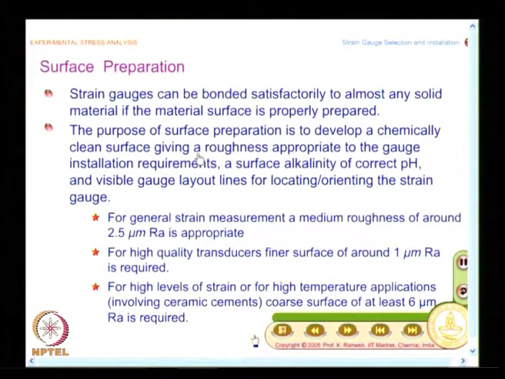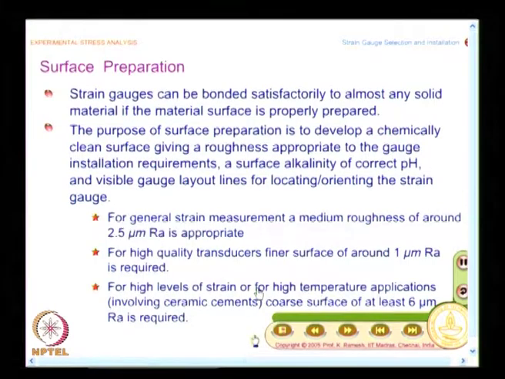And when you look at the kind of roughness, it varies. For general strain measurement, a medium roughness of around 2.5 micrometer is appropriate. On the other hand, if I go for high quality transducers, you need a fine surface of around 1 micrometer. However, if you are going to measure high levels of strain or for high temperature applications, a coarse surface of at least 6 micrometer is required.